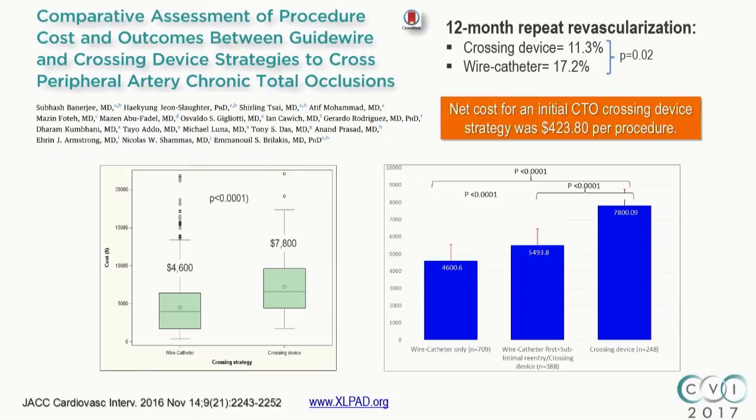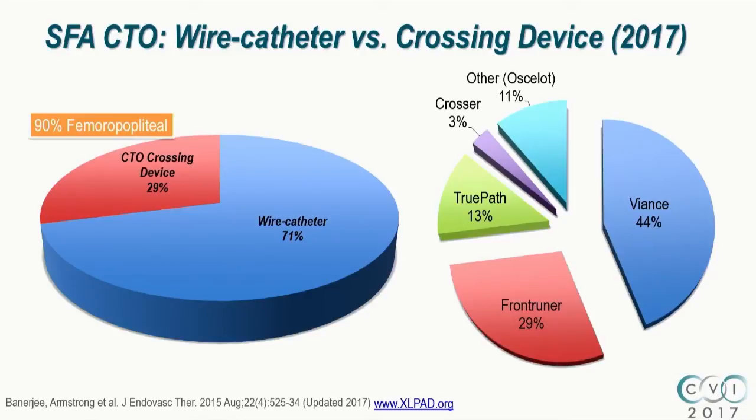And we also went ahead and calculated in this paper something called the incremental cost effectiveness ratio. If you prevent some need for repeat revascularization at 1 year, but do incur the additional initial cost of a CTO crossing device, the incremental cost effectiveness ratio stands at $423.80 for using a crossing device per procedure. Of course, these are 2015 data.